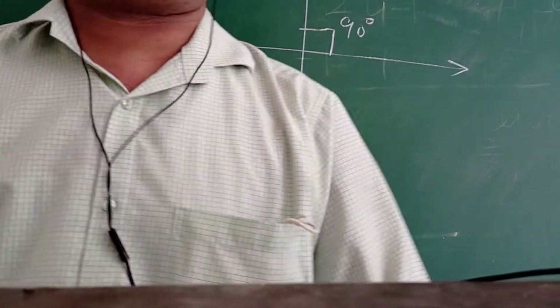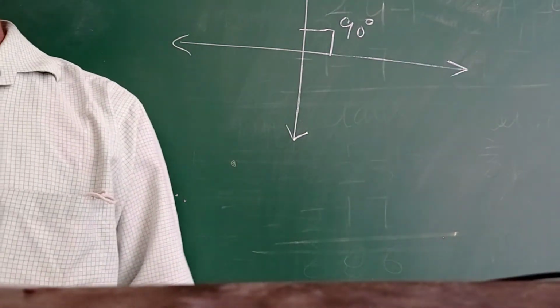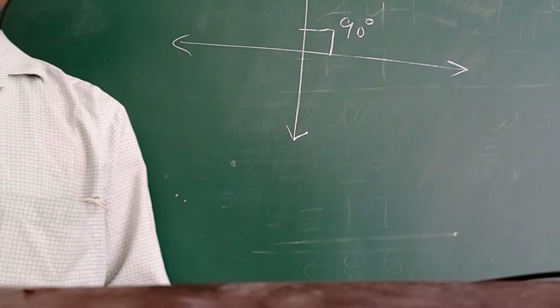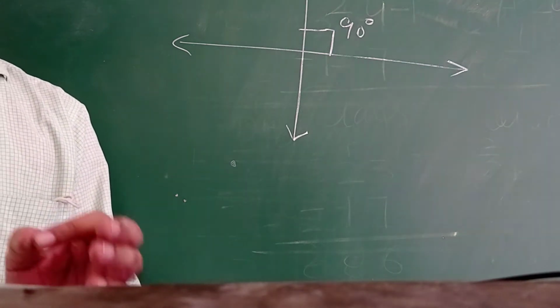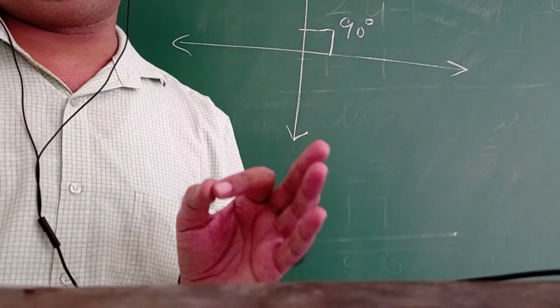Exercise 14.4, question number first. Draw any line segment AB. What you have to do? You have to draw the line segment.